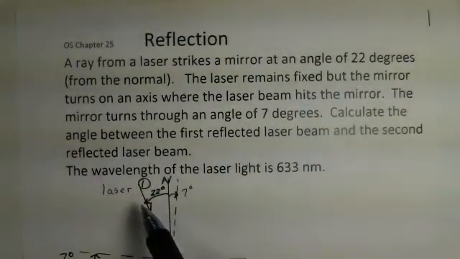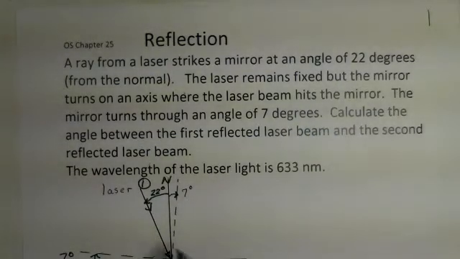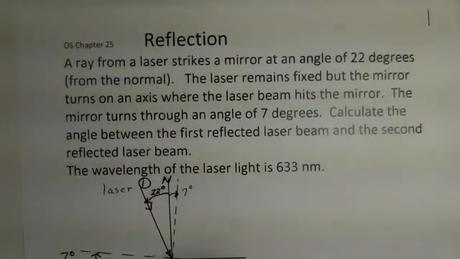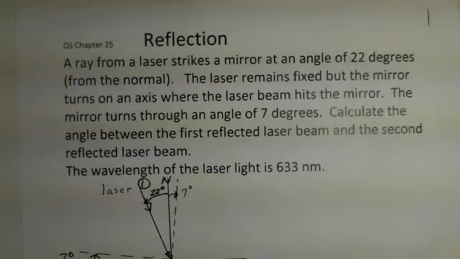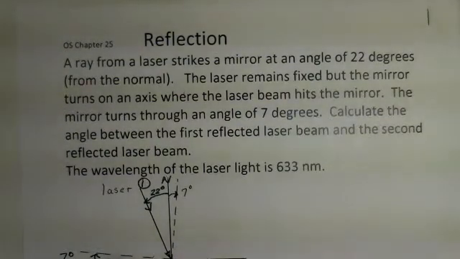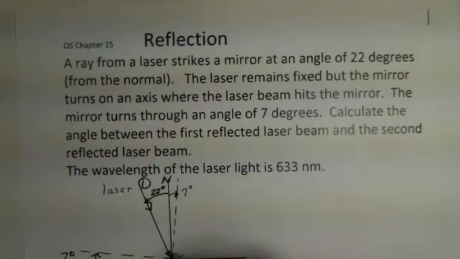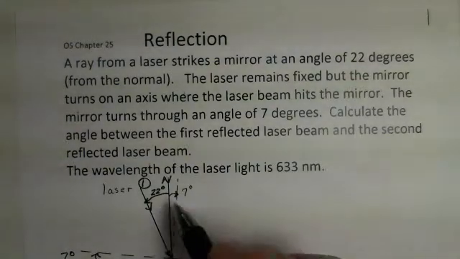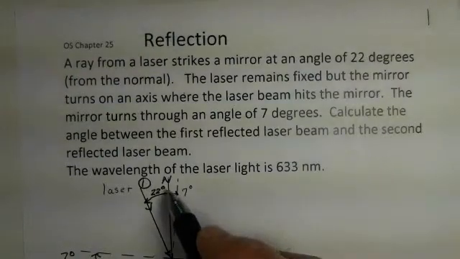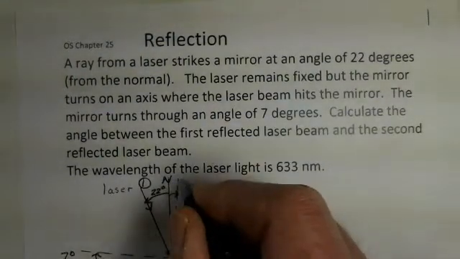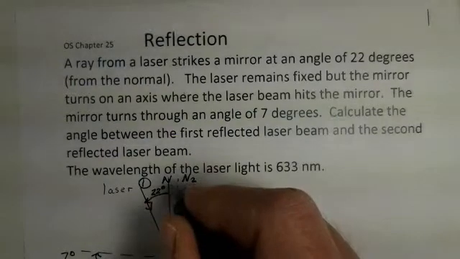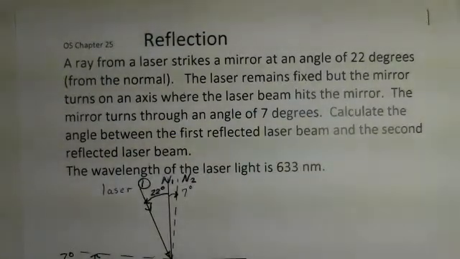The laser stays fixed, so this beam of light is always going to come in as shown on the page. However, the mirror is going to turn, and there's an axis right where this beam of light hits the mirror. So we're going to spin the mirror by 7 degrees. When the mirror turns through 7 degrees, the normal remains perpendicular to the new mirror position. So our normal is 7 degrees away from where it was before. I'm showing that with a dotted line. So this would be our second normal, the solid line being the first normal.